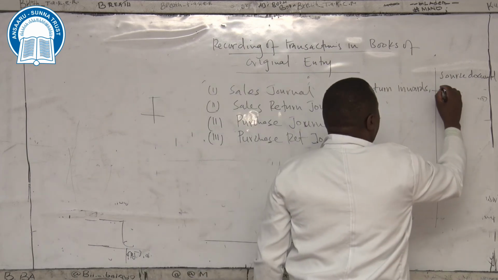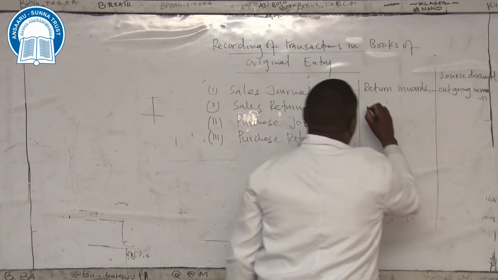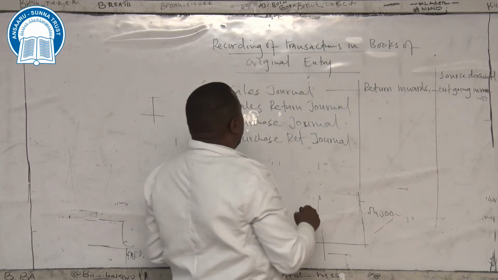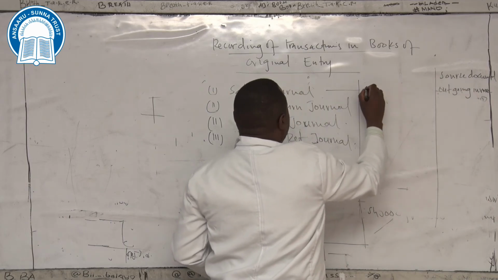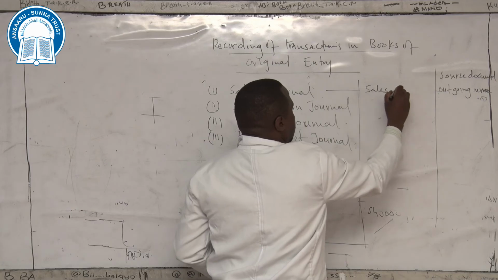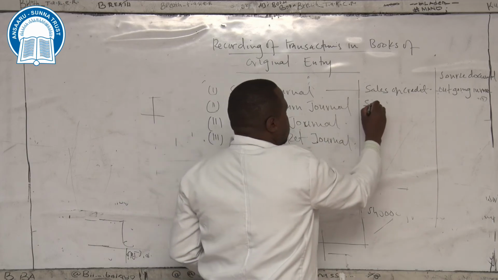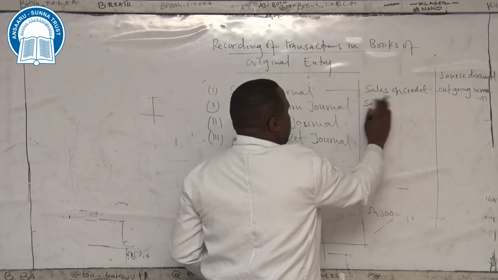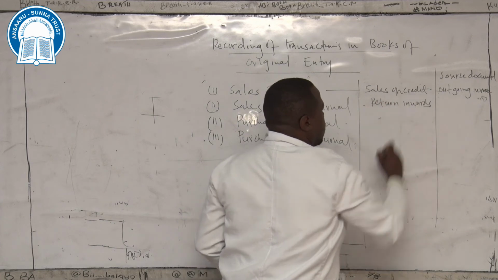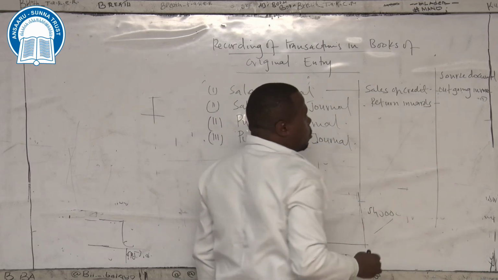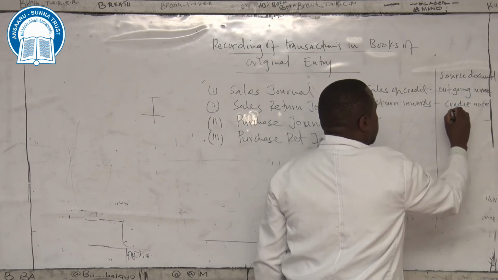Here is the outgoing invoice. This is, I'm sorry, this is for recording sales on credit, when goods are sold on credit. Then this is for sales return. That means return inwards. Therefore, the source document here is a credit note. That means outgoing.